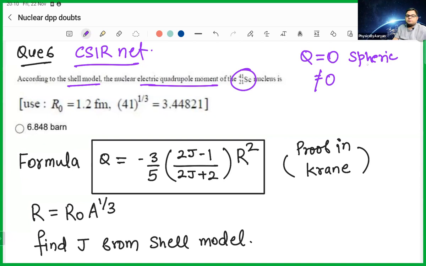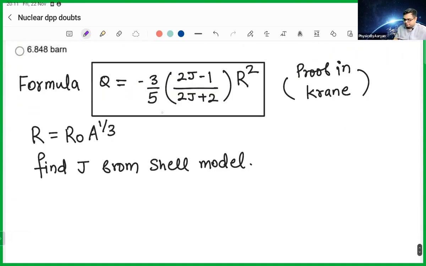Ideally we assume that the nucleus is a sphere, but in reality it is not. On average it is not a sphere. It might be a little bit deviated, just like the Earth. That will be calculated using the quadrupole moment. So the quadrupole moment formula according to the shell model is this: minus 3/5 times (2j minus 1)/(2j plus 2) times r squared. I never gave you this formula before, so that is why I'm mentioning it now.